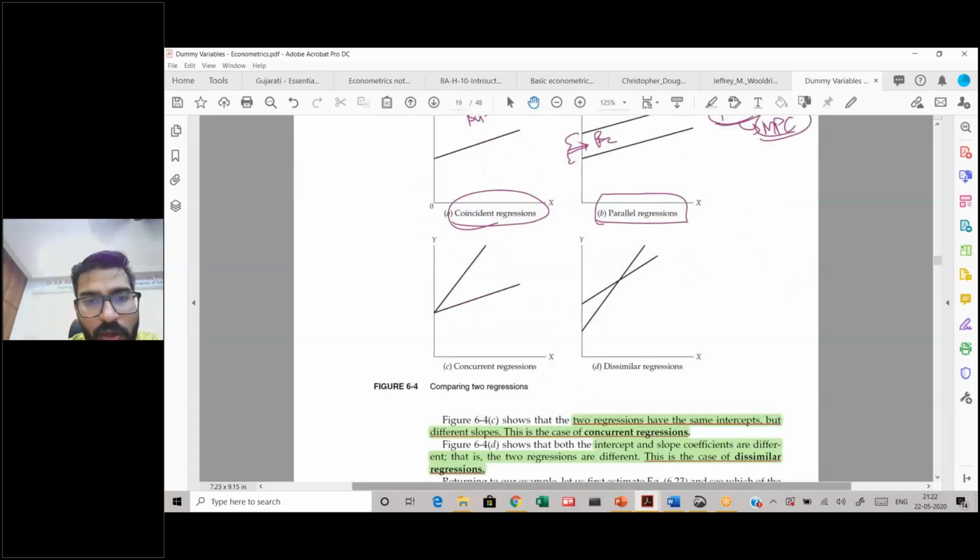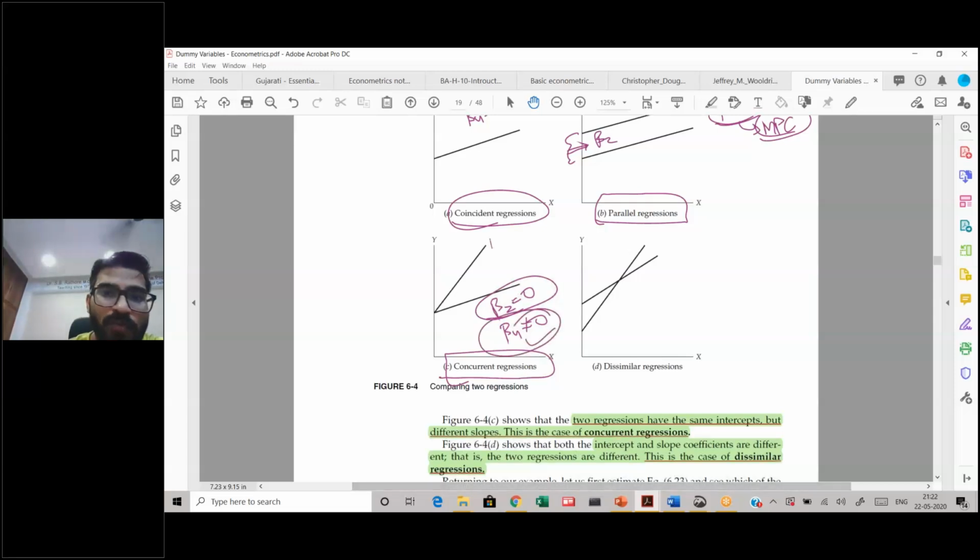Then we can have concurrent regressions in which your beta 2 will be equal to 0 and beta 4 will not be equal to 0. This is the case where you're saying that the intercept is not going to be different for males and females, whereas the slope is going to be different. So you will have a different slope for males and a different slope for females.